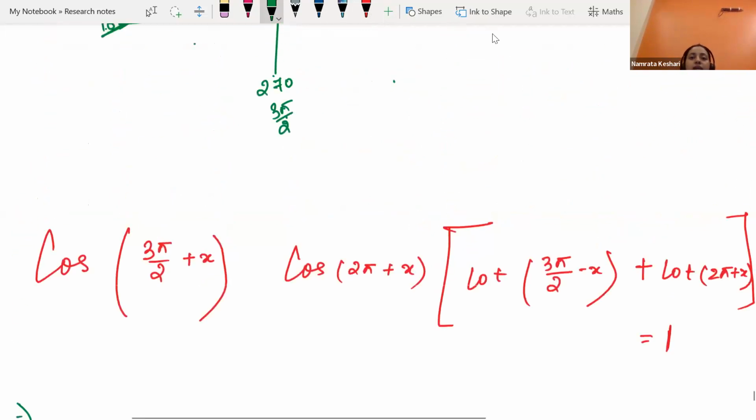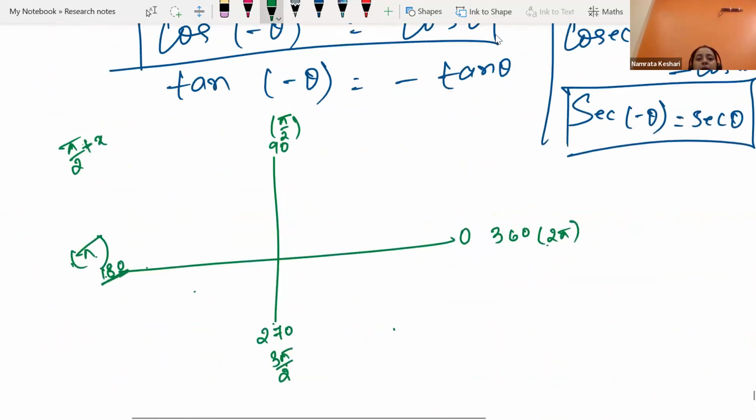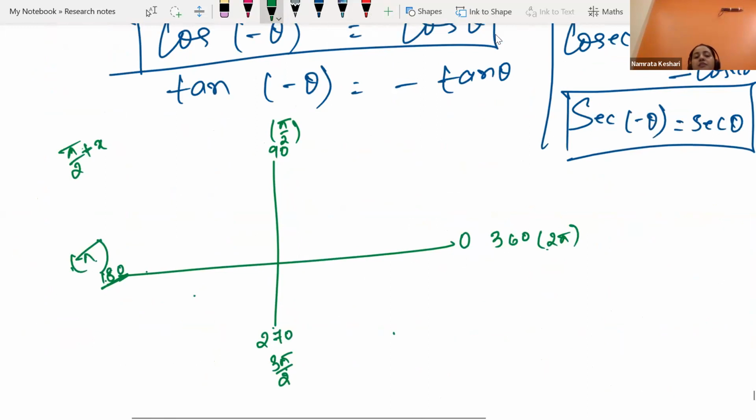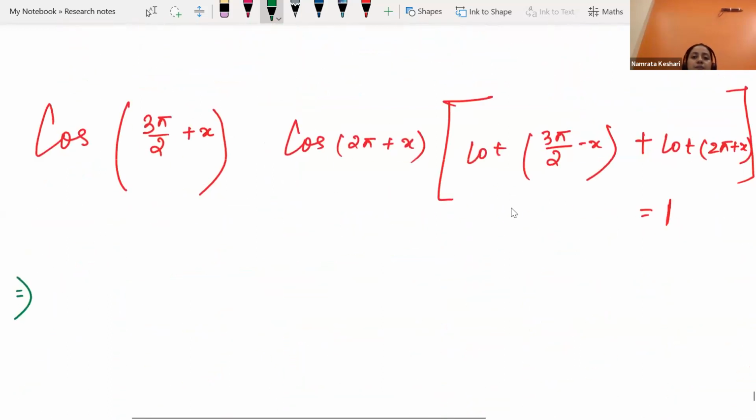On the y-axis I have represented pi by 2 and 3 pi by 2, and I say that for these two angles which are sitting on the y-axis, pi by 2 and 3 pi by 2, the function gets changed. Now think about it and let me know what we are going to have.